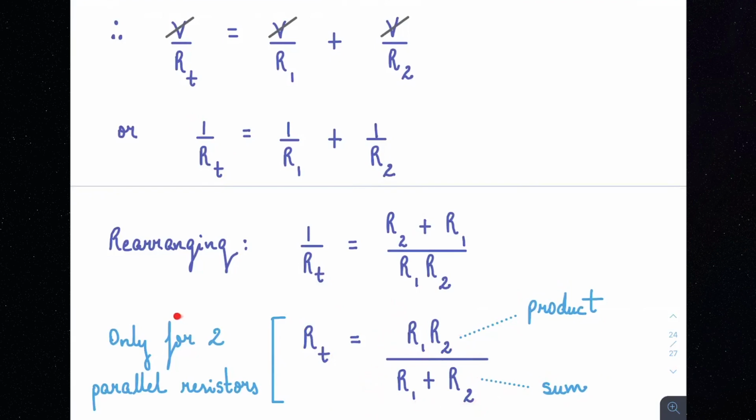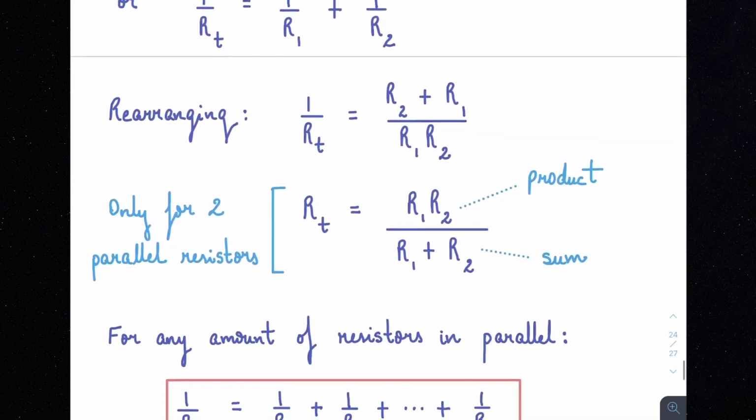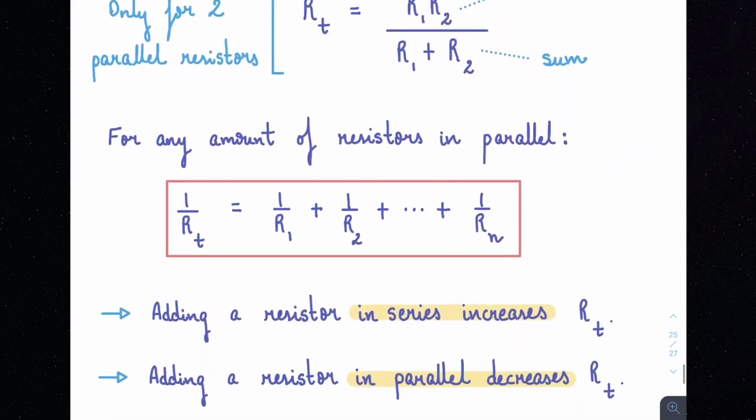However, this result only holds for two parallel resistors, because if we have more than two, then we have to use the original result. So this is showing the result for any amount of resistors in parallel. So we keep on adding the reciprocals. However, you must be careful that the final result is not the total resistance, but its reciprocal. So you have to do the reciprocal of the final answer to get the total resistance.